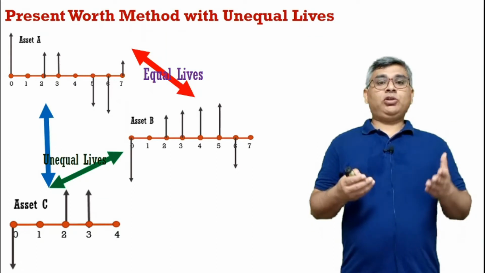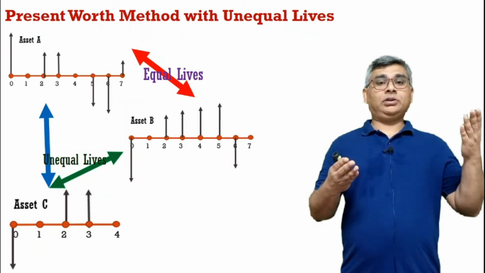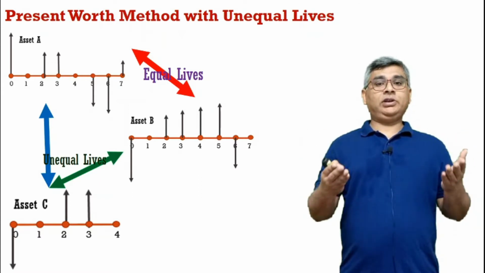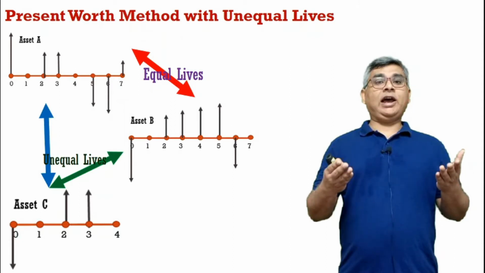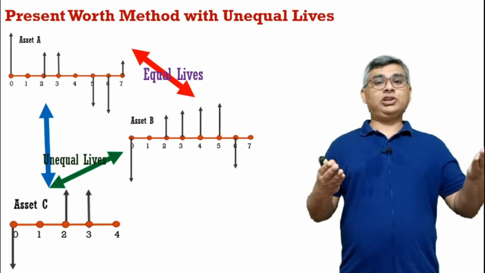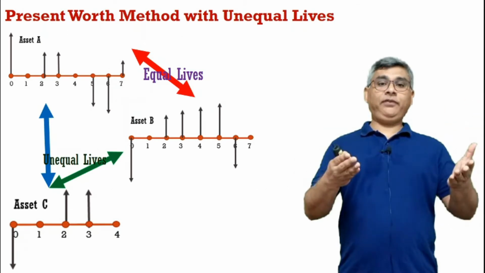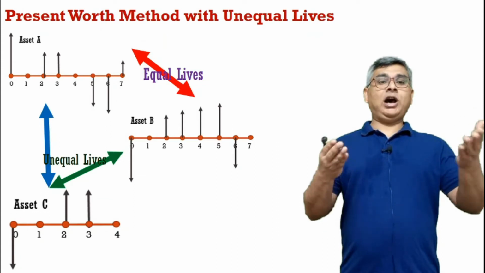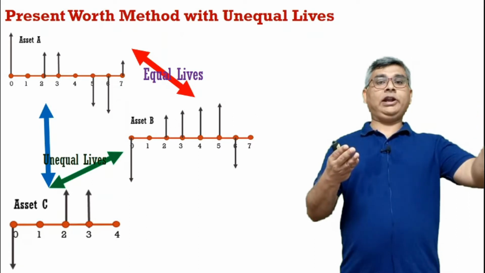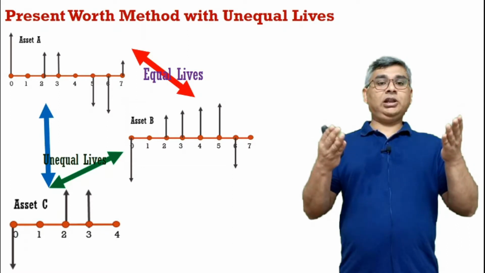In the previous lecture on the same topic, that is on the present worth method, we already did calculations for comparing the different alternatives in the case where we have equal lives. So we have taken up a case where the economic life of the two is the same, as in this case, where we are comparing alternative or asset A with alternative or asset B. That is the case of equal lives.